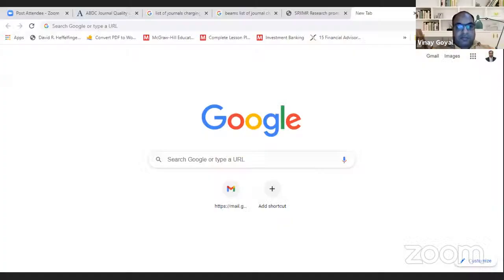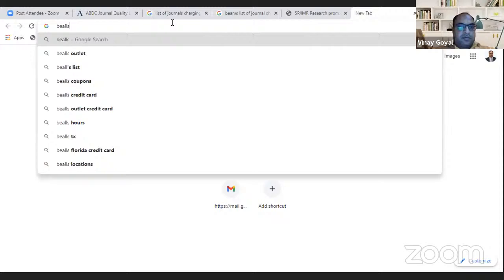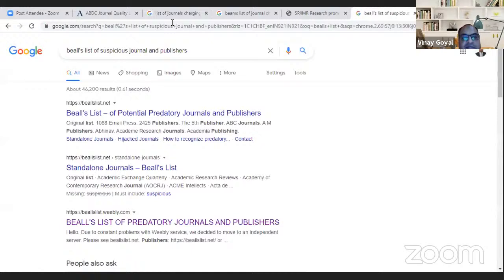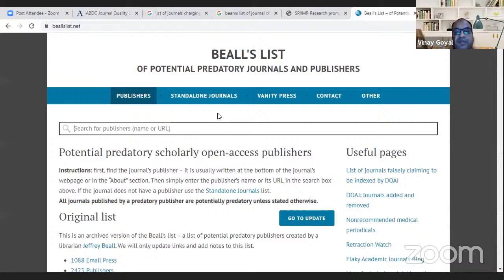I hope you are able to see my browser. Yes. This is called Beall's list. You can see here, the first one is Beall's list of potential predatory journals and publishers. Any journal which is a category journal but comes under this Beall's list will not be considered a category journal by top institutes across the world. Your journal should not be on Beall's list. That is a very basic criterion which most management B schools follow across the world.